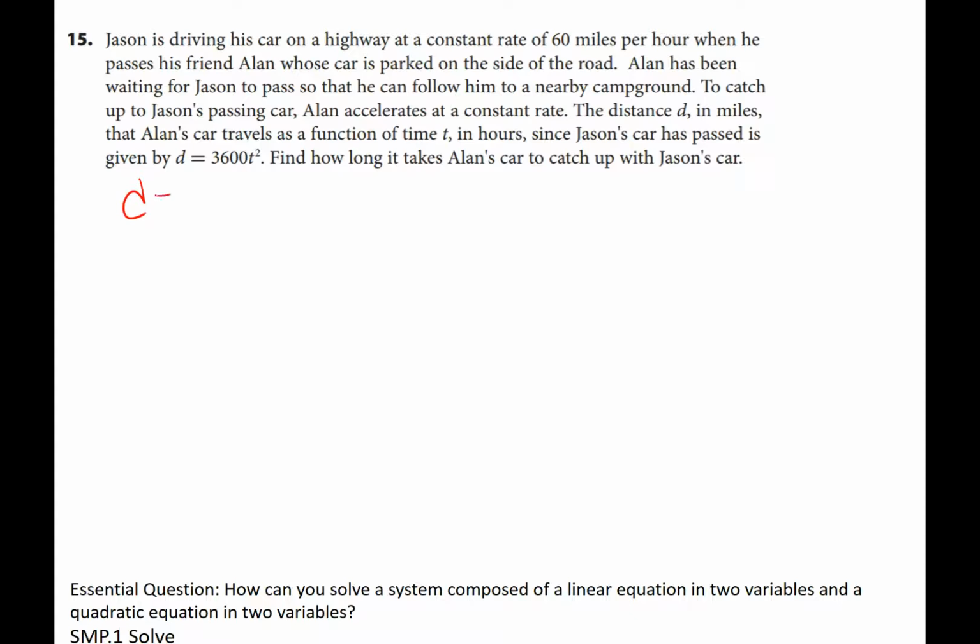Remember, probably back to Algebra 1, the formula that distance equals rate times time. So that means that Jason's distance equals 60 miles an hour times however much time he's on the road. So there's equation 1. Alan has been waiting for Jason to pass so that he can follow him to a nearby campground. To catch up to Jason's passing car, Alan accelerates at a constant rate. The distance, d in miles, that Alan's car travels is a function of time since Jason's car has passed, is given by this. So they gave us that second equation, which is d equals 3,600 t squared.